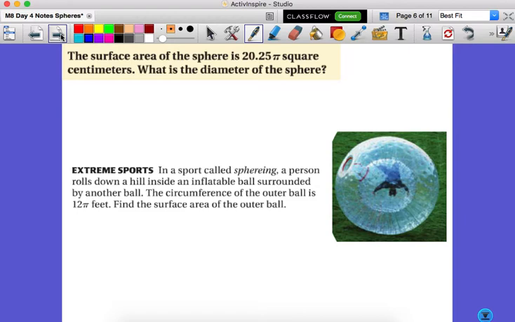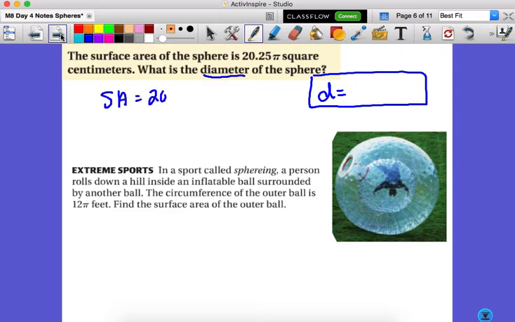The surface area of a sphere is 20.25 pi square centimeters. What is the diameter? So I'm going to make a note to myself that I want to know what the diameter is, and then I'm going to look at what I know. So I know the surface area is 20.25 pi. I know the surface area formula is 4 pi r squared.